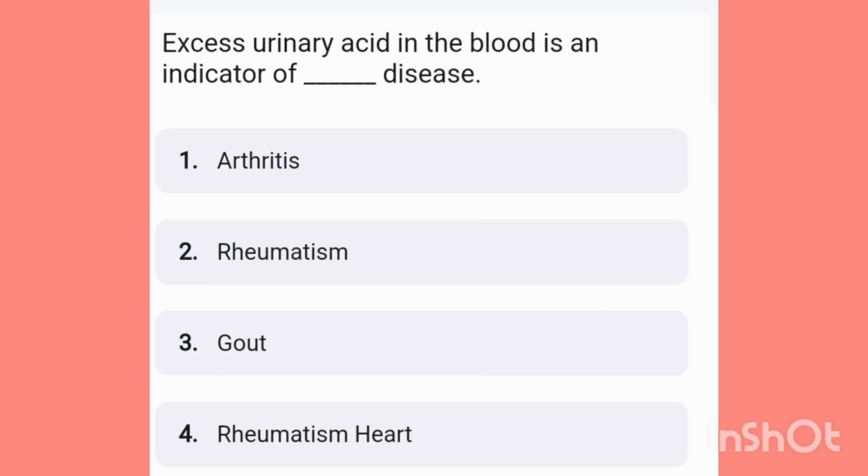Proceed to our next question. Excess urinary acid, that is uric acid in the blood, is an indicator of dash disease. Option 1, arthritis. Option 2, rheumatism. Option 3, gout. And option 4, rheumatism, heart. The correct answer is option 3, that is gout.